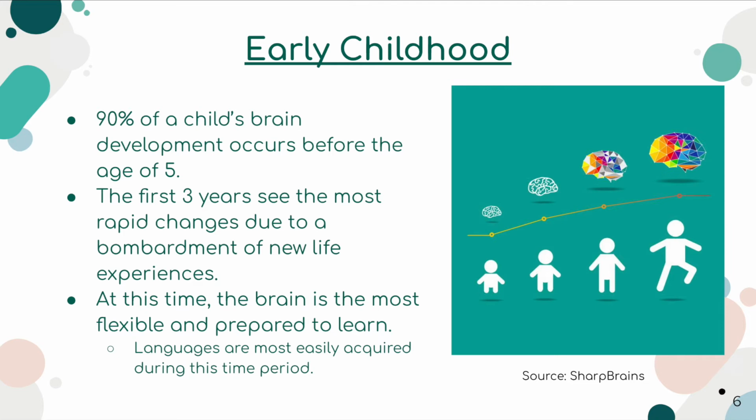We will now touch upon the next major stage in life for the brain, early childhood. 90% of a child's brain development occurs before the age of 5, and it is during the first 3 years that we see the most rapid changes due to a bombardment of new life experiences, including auditory and visual stimuli, such as languages and recognizing one's parents. At this time, the brain is the most flexible and prepared to learn. That is why languages are most easily acquired during this time period.